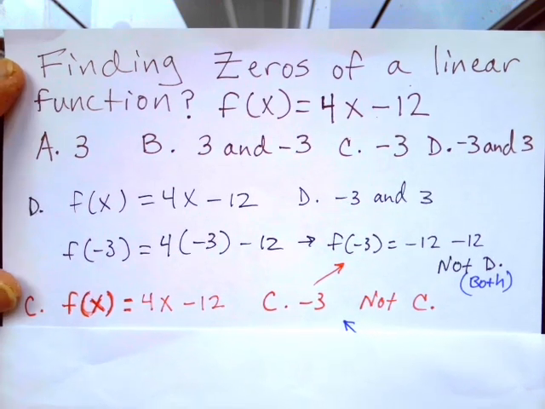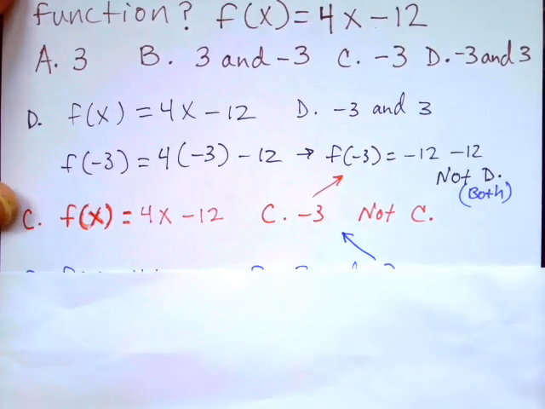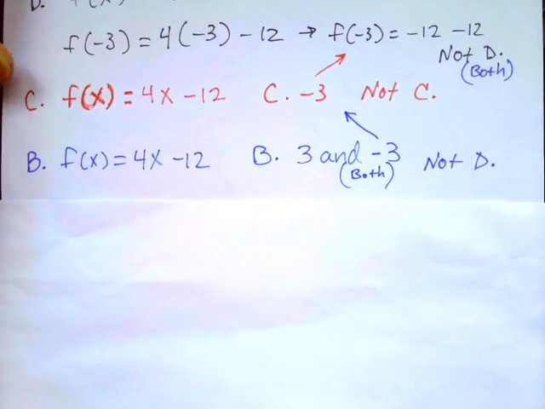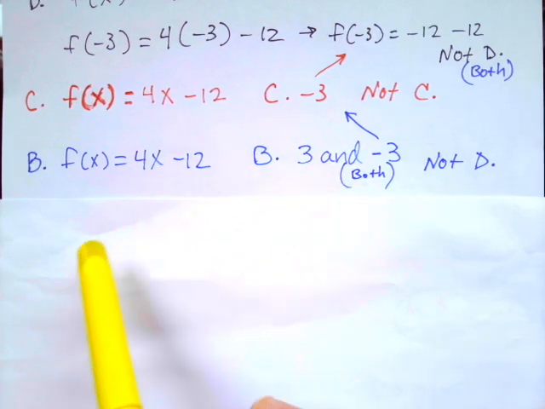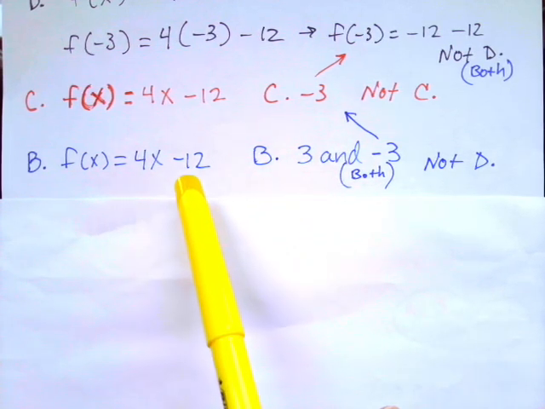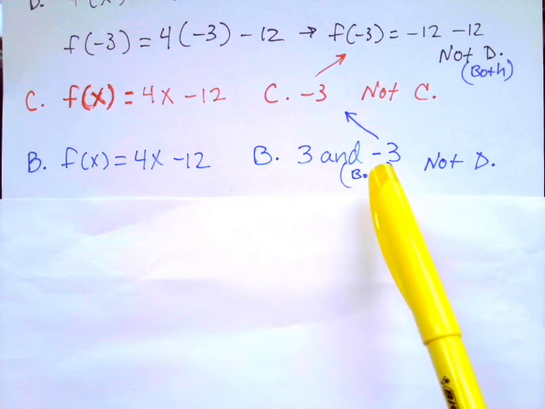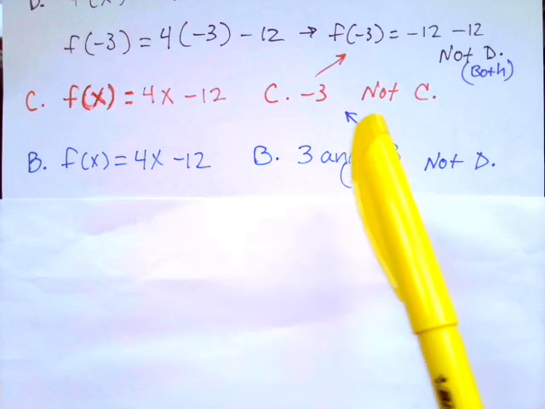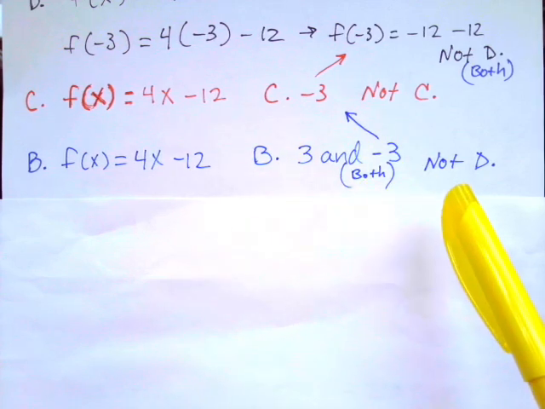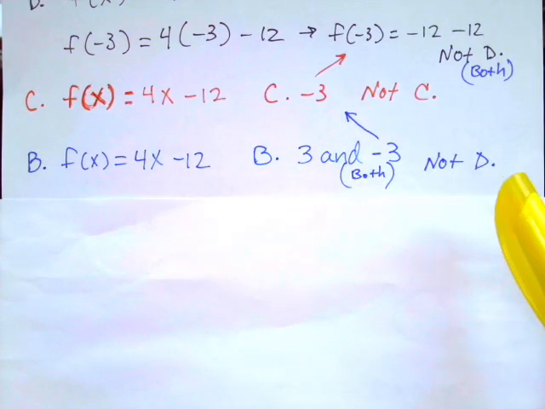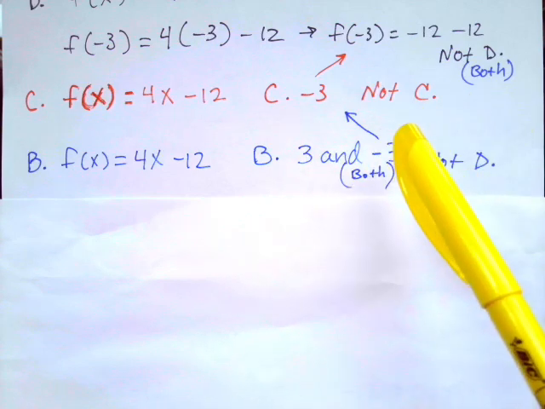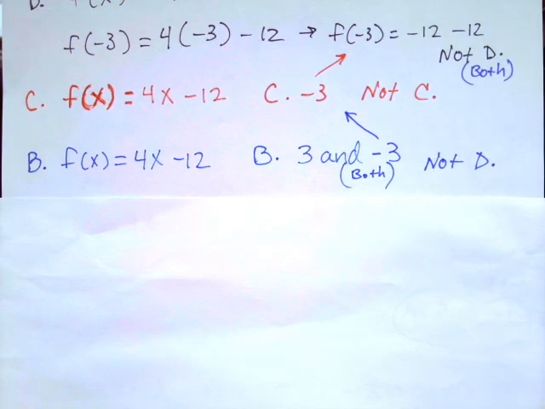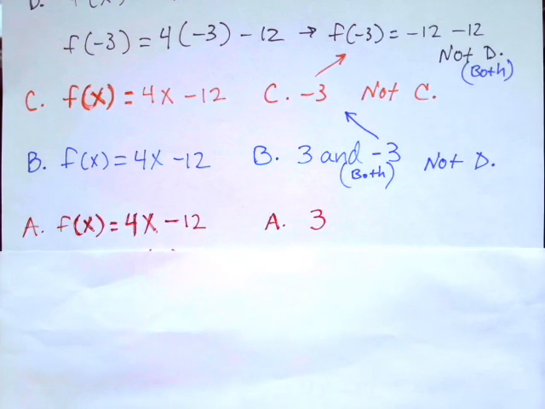But I still don't want you to take my word for it. Let's just continue on and check out option B. So f of x equals 4x minus 12. Option B was 3 and a negative 3. We already showed you how negative 3 doesn't work, so it cannot be both in option B. So not D, not C, it cannot be B. Let's go ahead and move forward. Let's take a look at A.